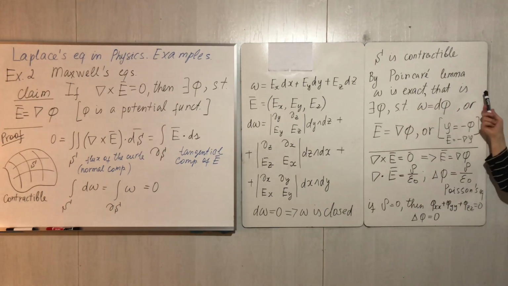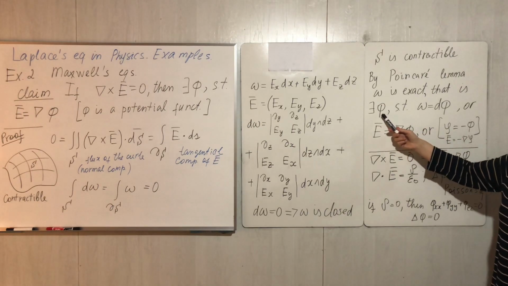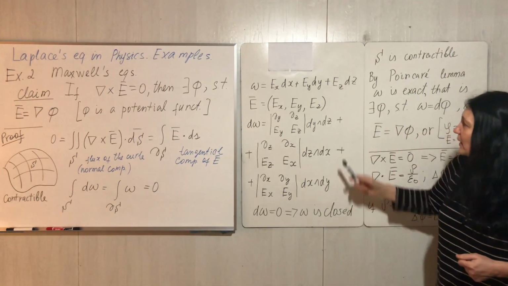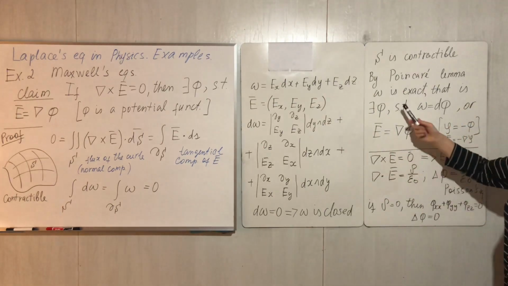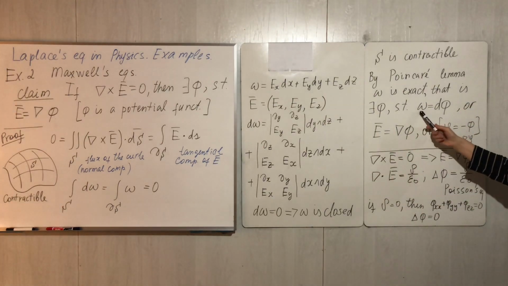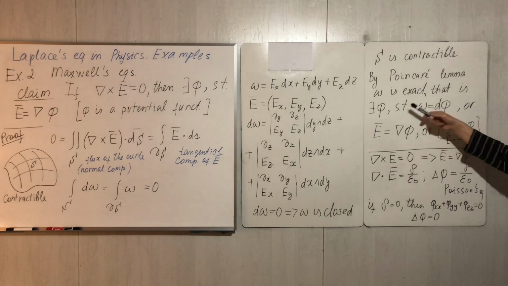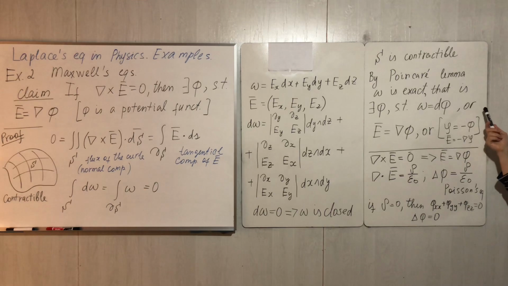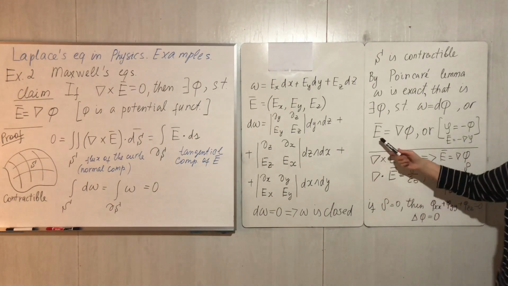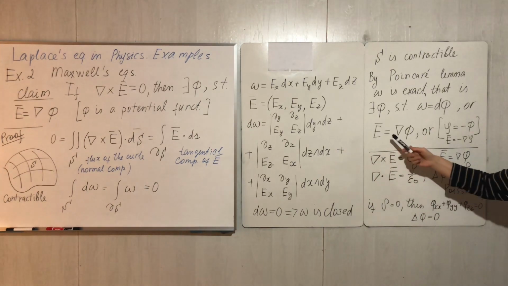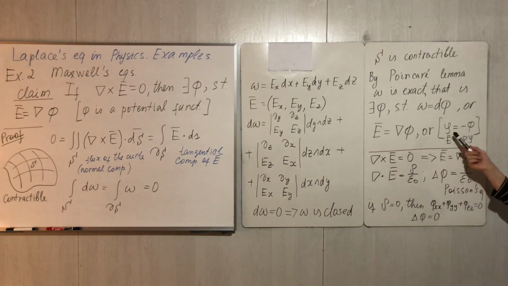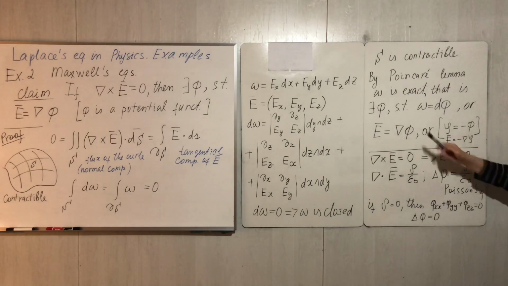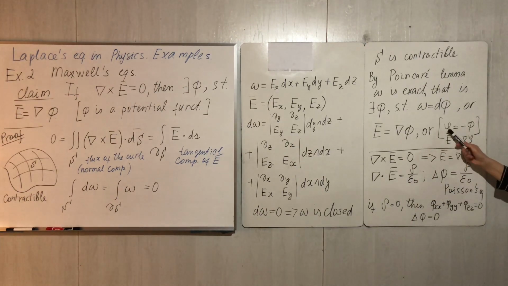And that means that we can find such a function. Since omega is a one-form, we can find a function phi such that omega is just d phi, the differential of phi. And so, in other words, we can say that the electric field is a gradient field. So again, if you want to have a minus here, you can replace this version of phi with another version of phi with a minus sign.